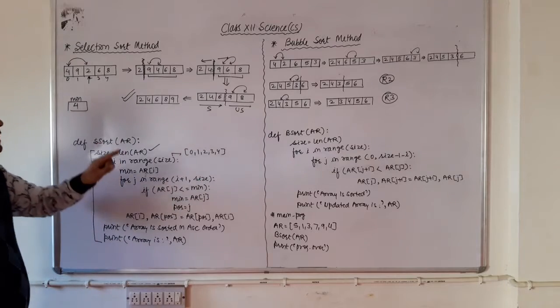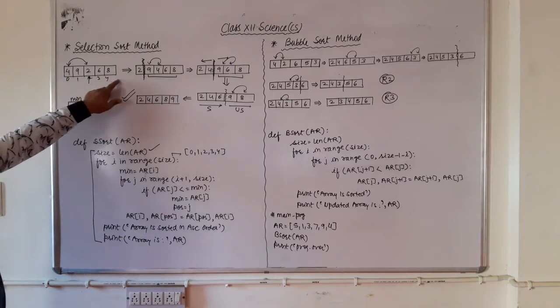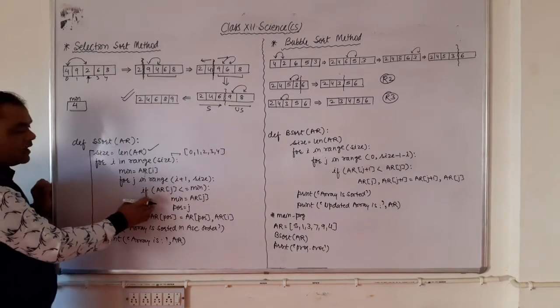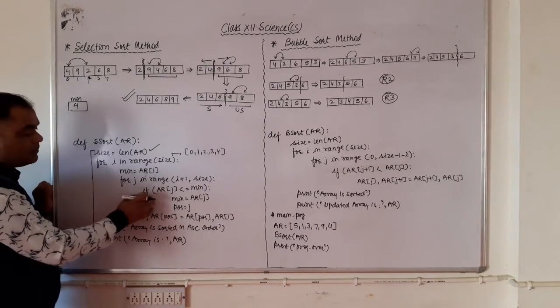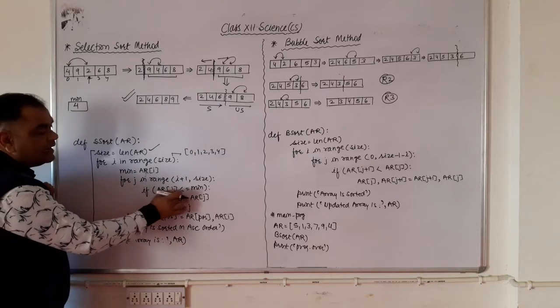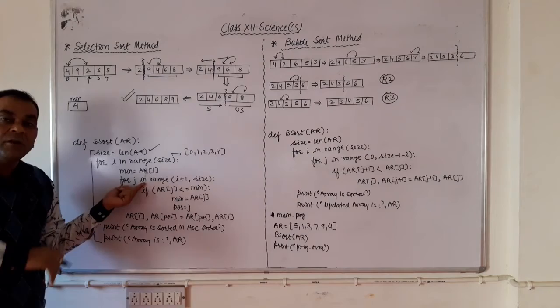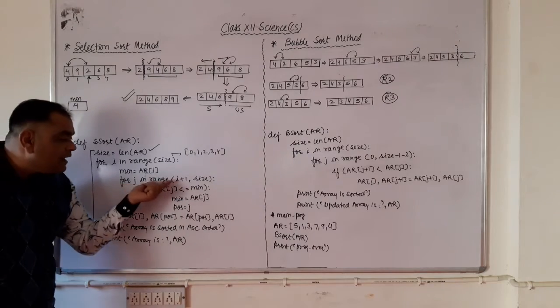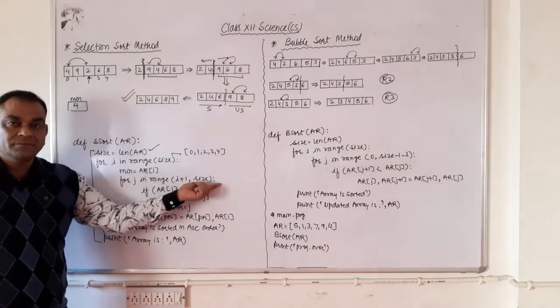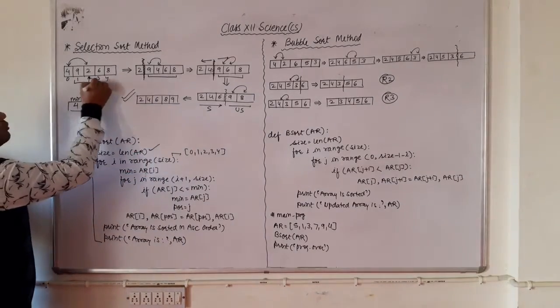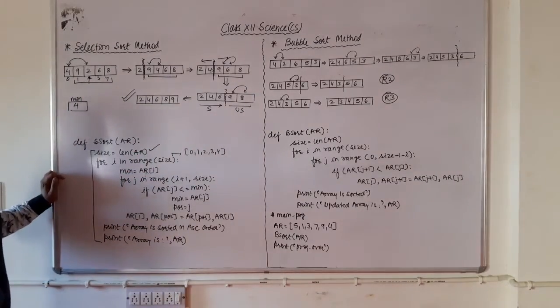For j in range I plus 1 comma size means you just see the whole array and find the minimum element. Just see by which particular code you can find the minimum element here. If AR[j] is less than or equal to min, again it is an example of a nested for loop. For j in range I plus 1 comma size, clear? Means j starts from I plus 1 to 4. It is the j part here.